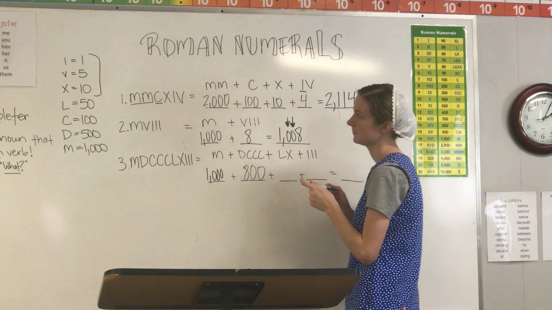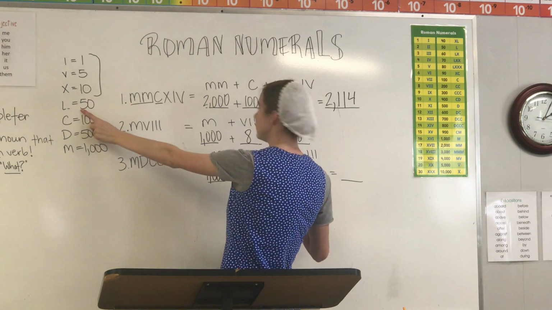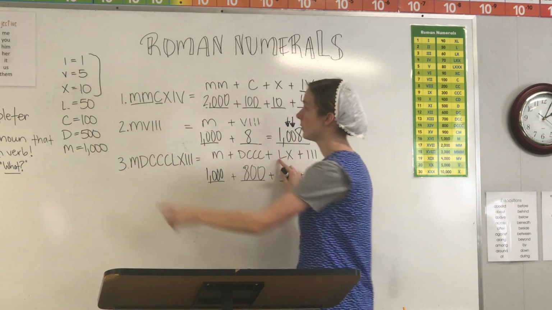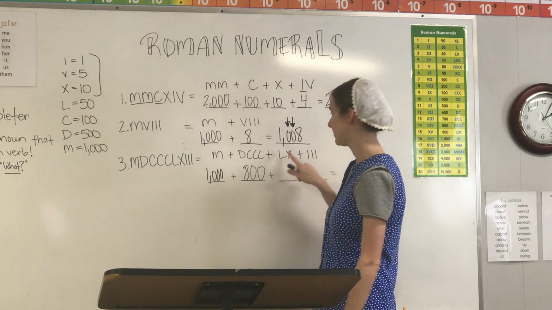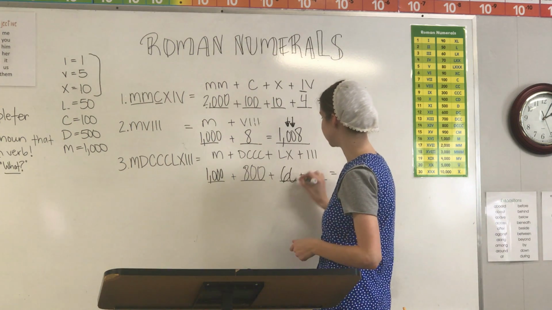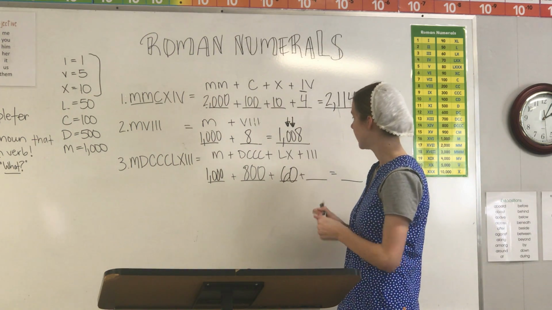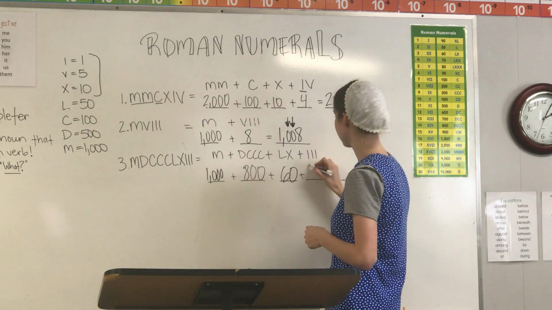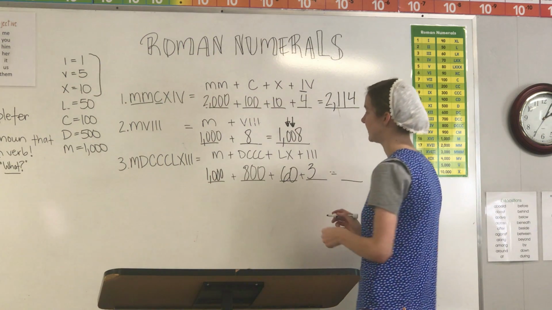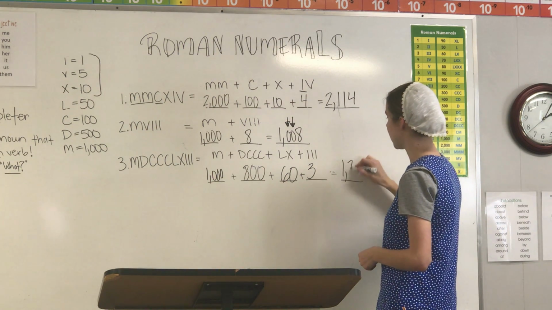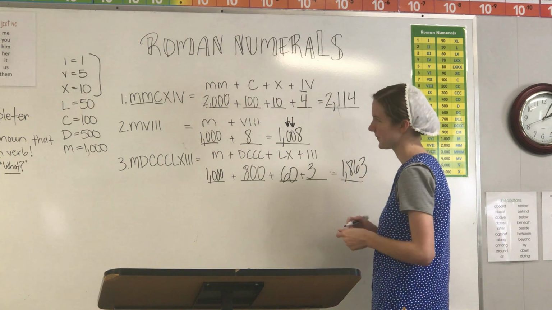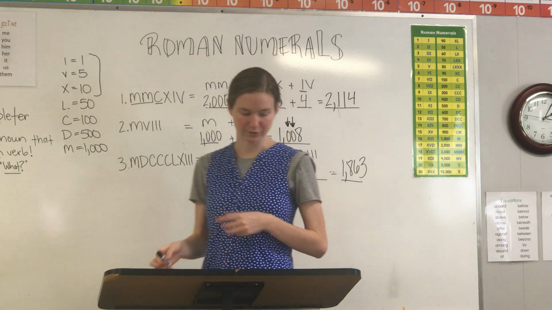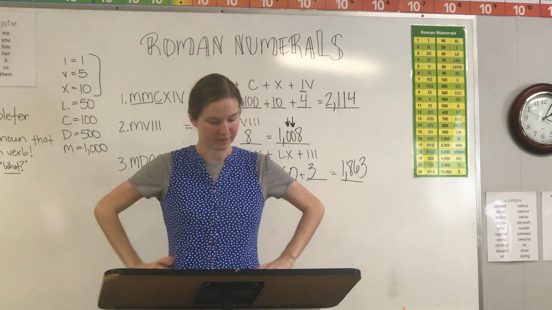Now we have LX. Let's look at this. L is 50, so it's bigger. So our bigger Roman numeral comes first, so we add. So we have 50 and we have 10. So 50 plus 10 is 60. Right? Now we have three I's, so it'll be 1, 2, 3. All right, now 1,000 plus 800 plus 60 plus 3 would be 1,863.